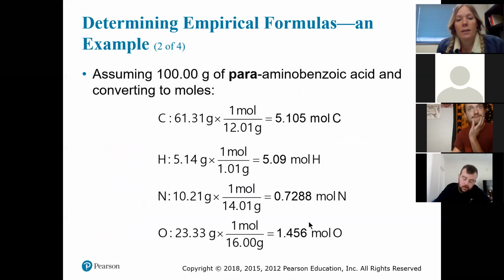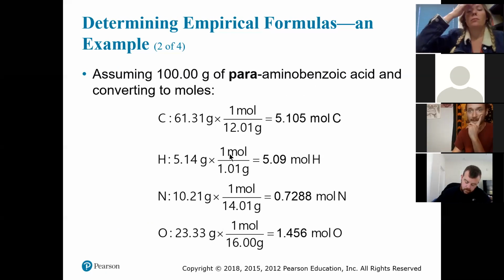Okay, so in this case, we've got our carbon grams. We're going to divide it by the molar mass, so the grams cancel, and we end up with moles of carbon. We do the same thing for hydrogen, but obviously we want to use the molar mass of hydrogen. We don't want to use the molar mass of carbon. We take it for nitrogen as well, using the molar mass of just 1 nitrogen. And then we do it for oxygen. So now I know my relationship of moles.